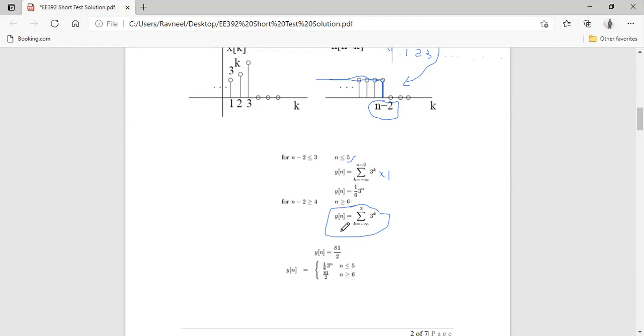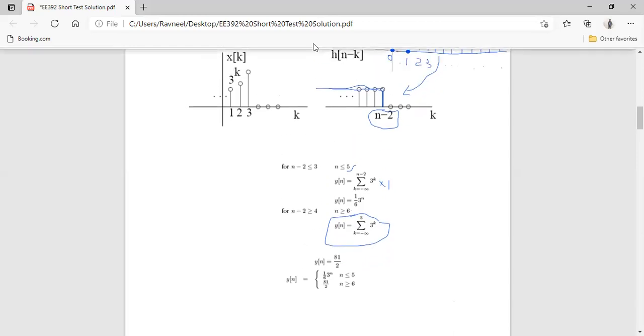So we have two values of y of n, and based on that, it will be a piecewise y of n. If n is less than or equal to 5, we get 1 upon 6 times 3 to the power n. If n is greater than or equal to 6, or n minus 2 is greater than or equal to 4, we end up with a total convolution value of 81 upon 2. So all of you get how we evaluated this conclusion?